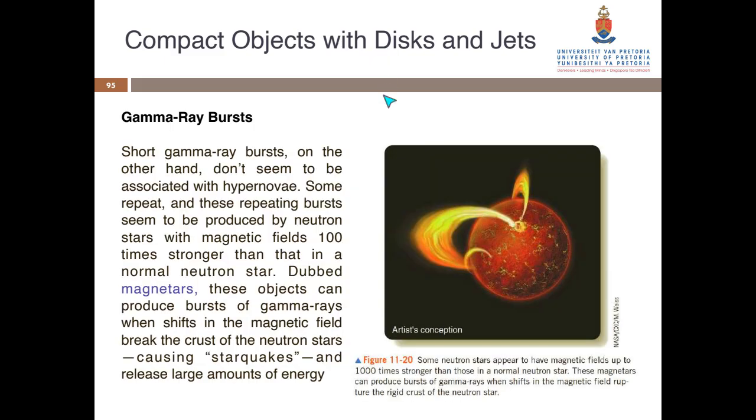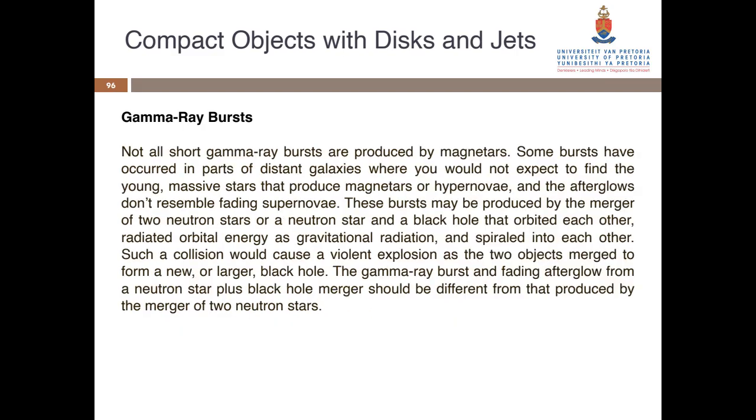Short gamma ray bursts, on the other hand, don't seem to be associated with hypernovae. Some repeat, and these repeating bursts seem to be produced by neutron stars with magnetic fields 100 times stronger than that in a normal neutron star, dubbed magnetars. These objects can produce bursts of gamma rays when shifts in the magnetic field break the crust of the neutron star, causing starquakes, and release large amounts of energy. Not all short gamma ray bursts are produced by magnetars.